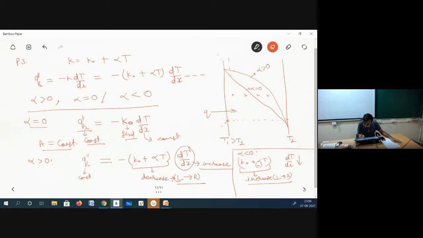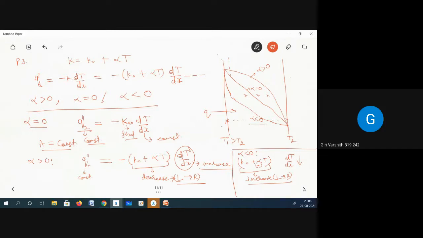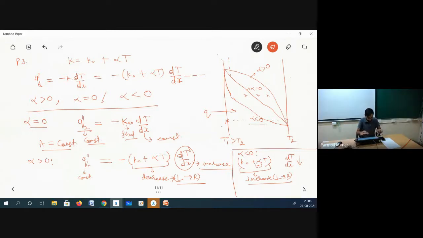If it has to decrease, my profile will move something like this. This is a profile where you can see that as I move towards the right, my gradient is decreasing. So this will be the profile for alpha less than 0. Is this okay? Yes, sir. I have just drawn these profiles based on the physical understanding of the system.